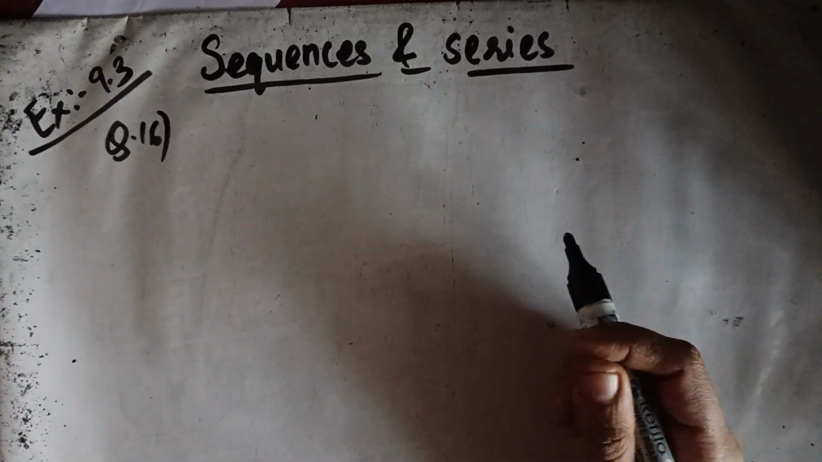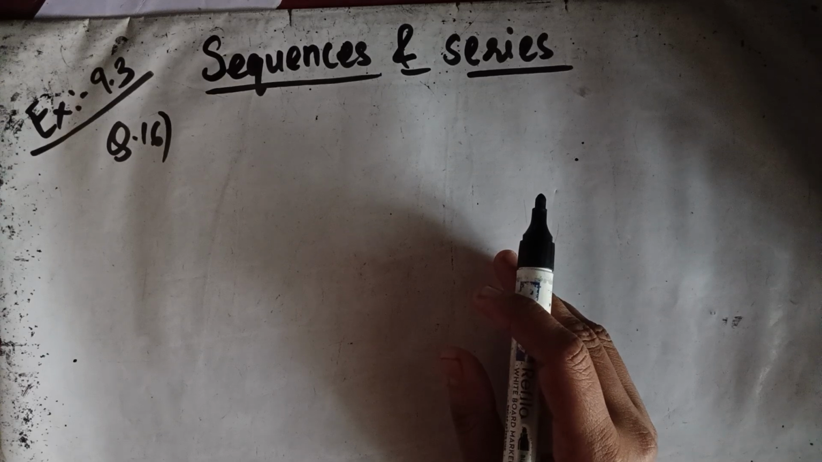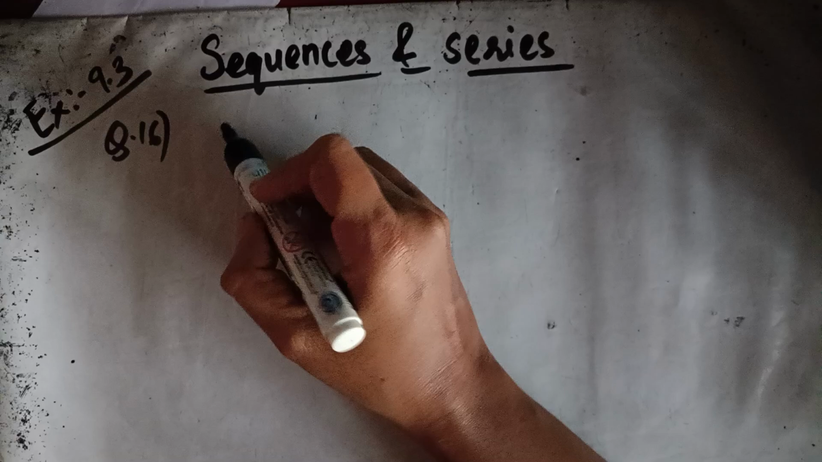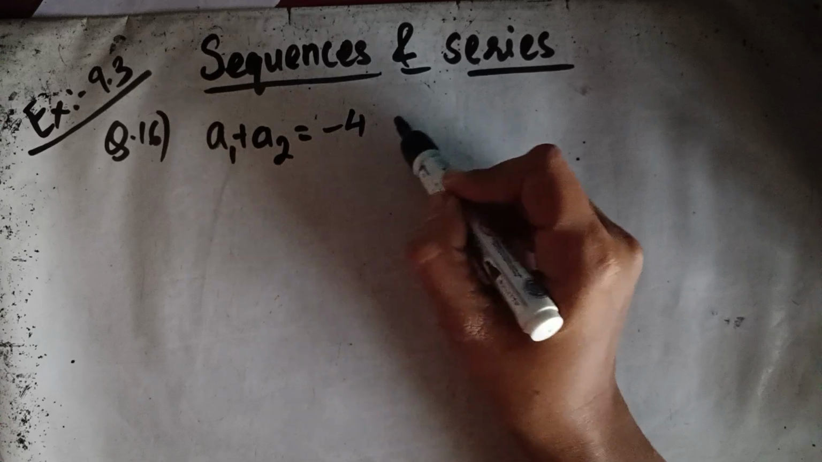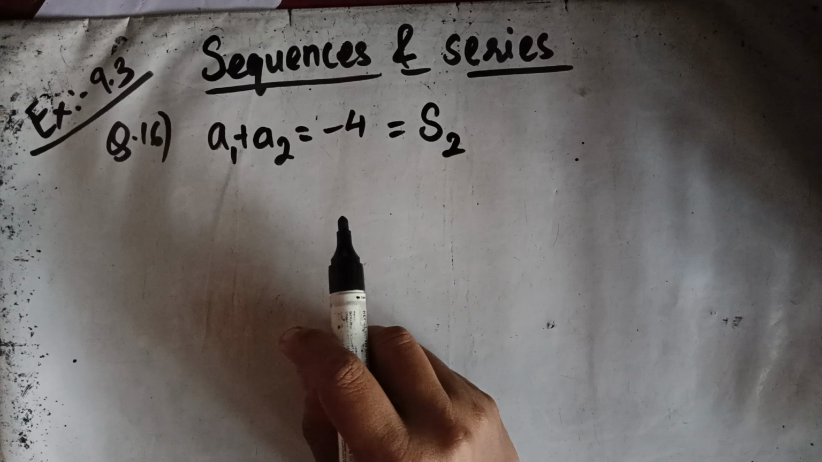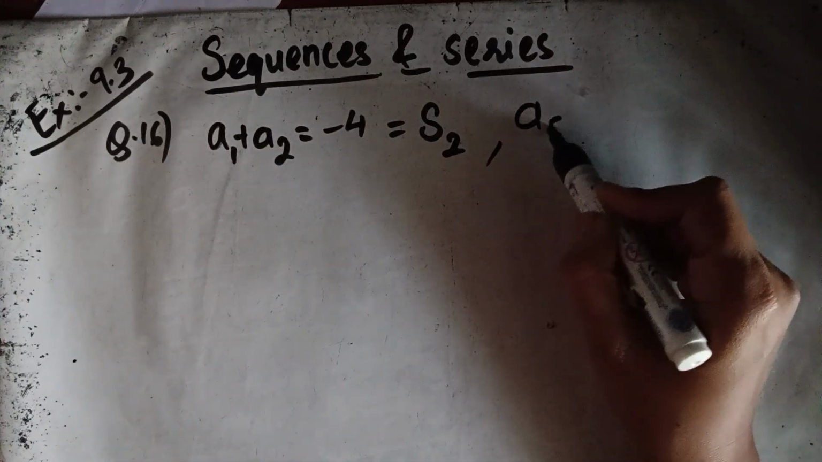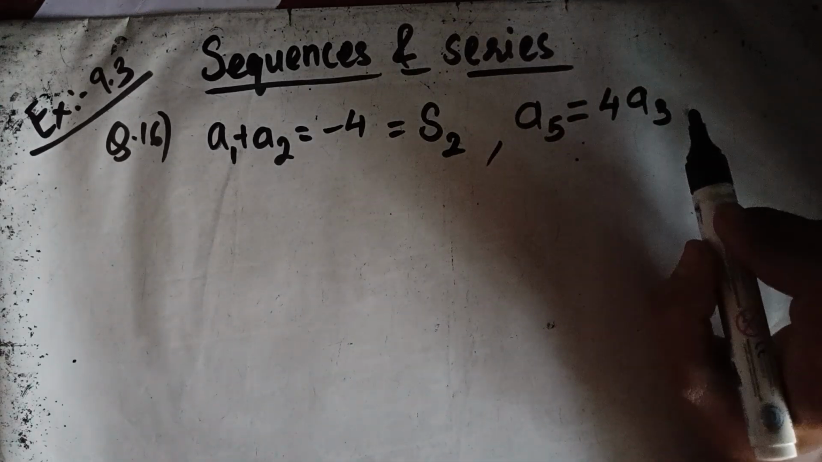Students, so we are doing sequences and series, exercise 9.3, question number 16. Find the GP for which the sum of the first two terms is -4 and the fifth term is 4 times the third term. The sum of the first two terms, that is a1 plus a2, is -4. So the sum is given by S2, the sum of the first two terms. Then the fifth term, a5, is 4 times the third term, a3.